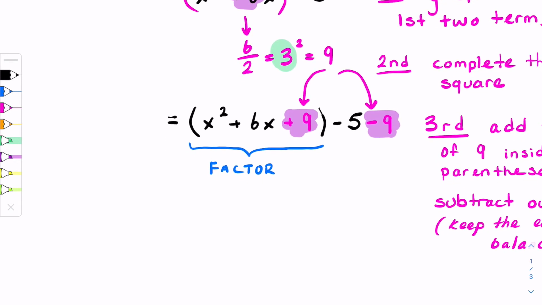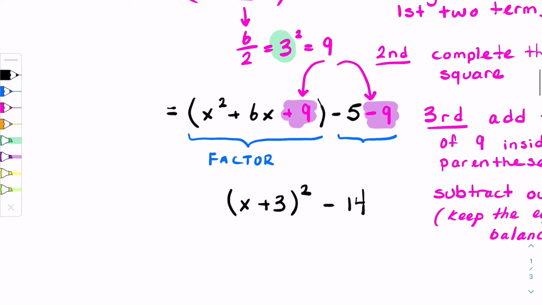So this expression of x squared plus 6x plus 9 factors to x plus 3 in parentheses squared. 3 times 3 is equal to 9, and 3 plus 3 is equal to 6. And then on the outside of the parentheses, add your integers together. Negative 5 minus 9 is equal to negative 14.